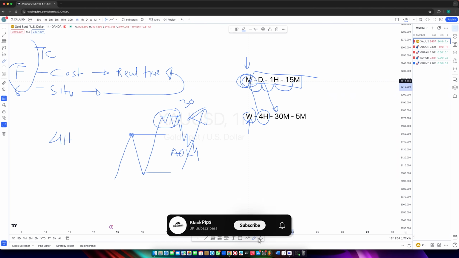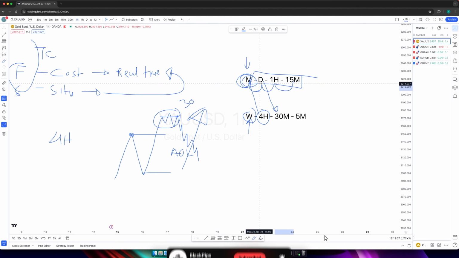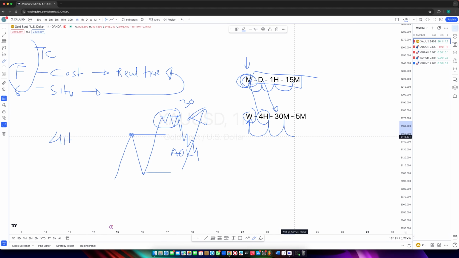If you're trying to use monthly, it means daily will be your situation. If you want to use daily as your constant time frame, it means 1 hour will act as a situation. And if you want to use 1 hour as your constant, it means 15 minutes will act as a situational time frame. The same in the weekly time frame coordination. If you use weekly as your constant time frame, you have to use 4 hours as a situational time frame. But if you use 4 hours as your constant time frame, you have to use 30 minutes as your situational time frame. But if you want to use 30 minutes as your constant bias, it means 5 minutes will act as a situational time frame.